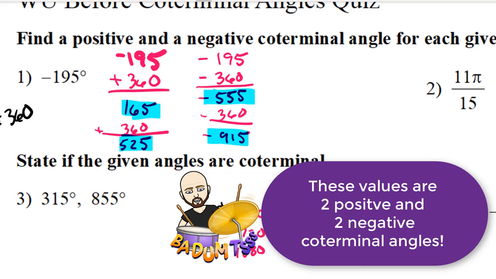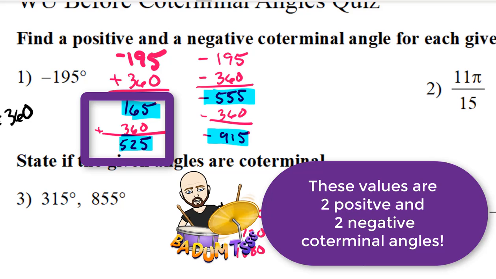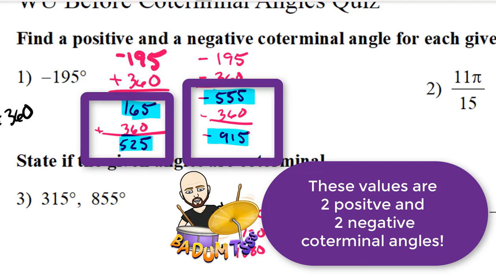So two positive values are 165 degrees and 525 degrees. Two negative values are negative 555 and negative 915. So that's how you do that with degrees. So hopefully we're good to go with that.